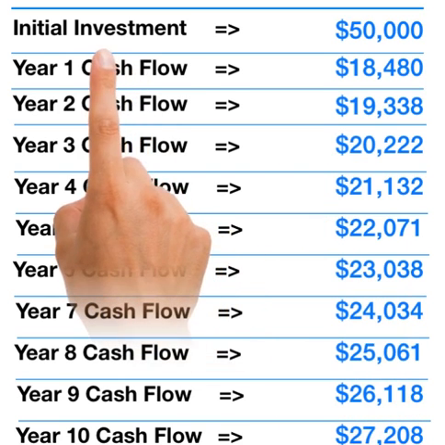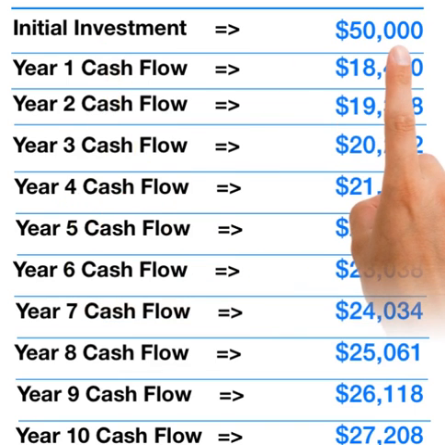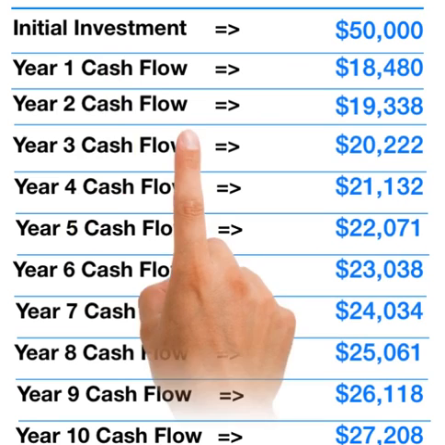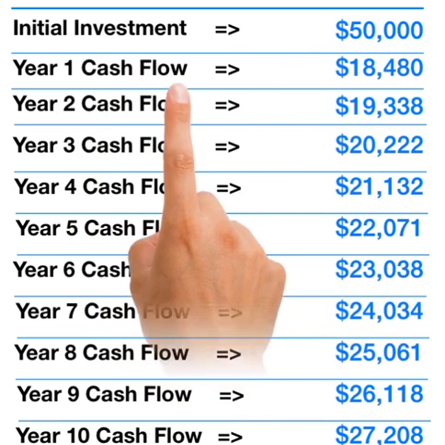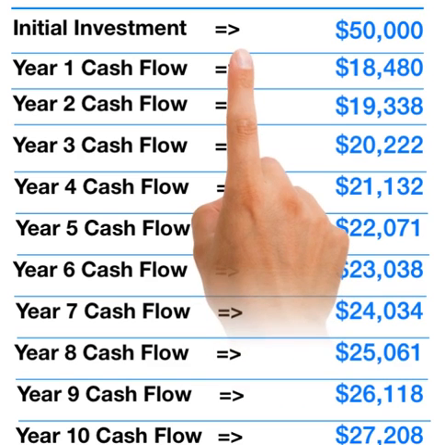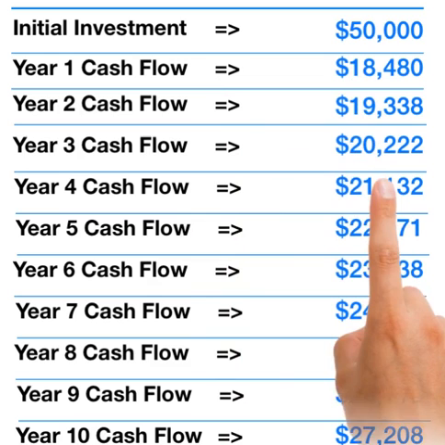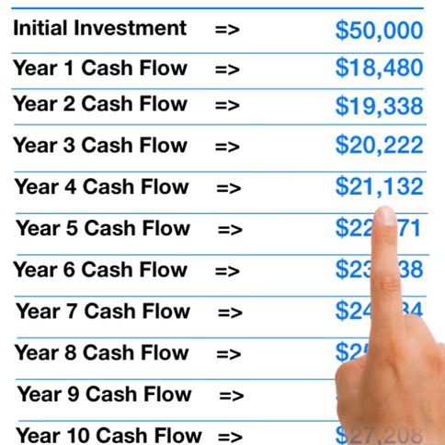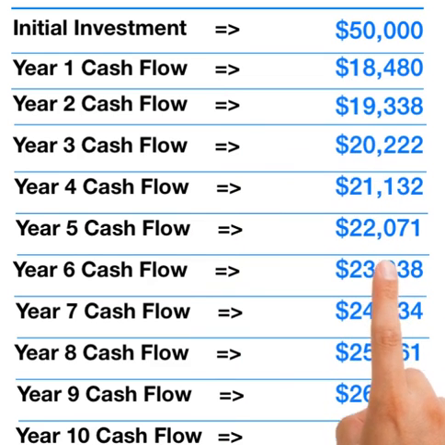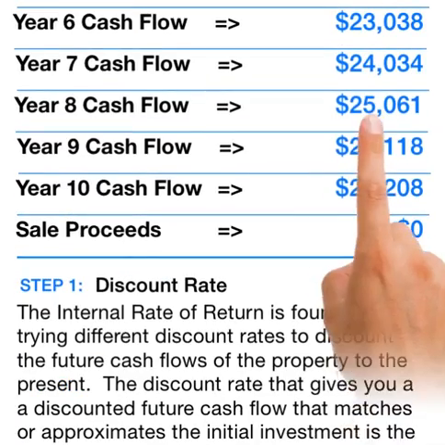In this example, we are assuming that we have an initial investment of $50,000, and then we have projected cash flows for the next 10 years. This is assuming that we're going to be holding the property for 10 years. As you can see, the annual cash flow, which comes from rents, increases, and that's due to inflation.